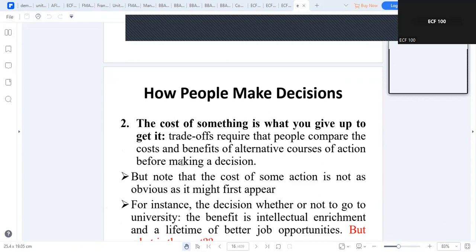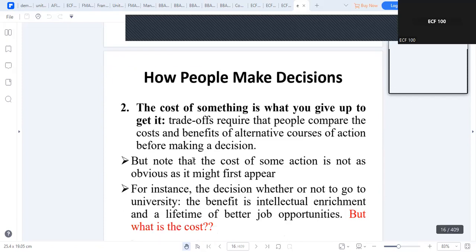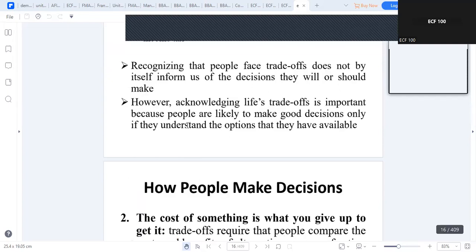a decision. So we must note that the cost of something or some action is not as obvious as it might at first appear. For instance, the decision of whether to go to university or not, the benefit of the intellectual enrichment and the life of a proper job. So all this hinges around a number of factors. Number one, the cost of going to get that particular university degree. And also the other is on the benefit that is perceived after I get that degree.